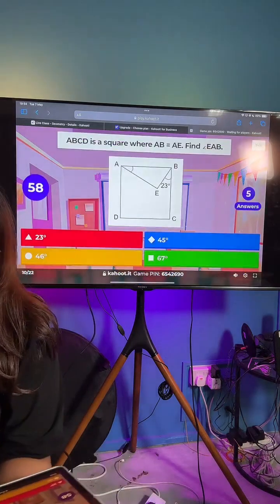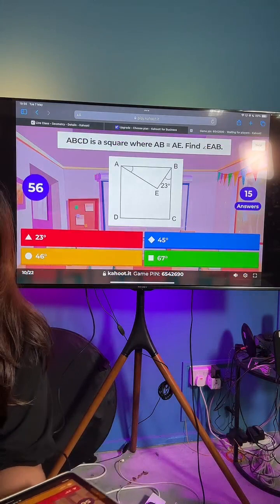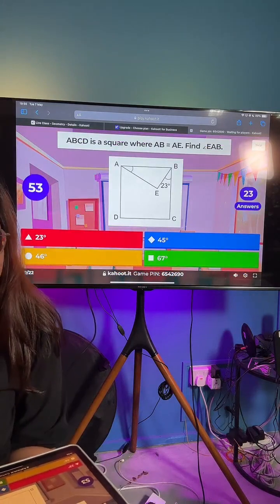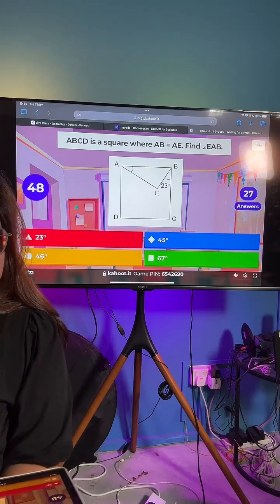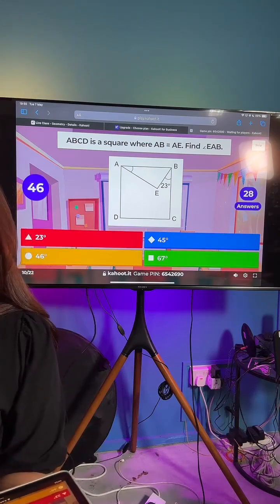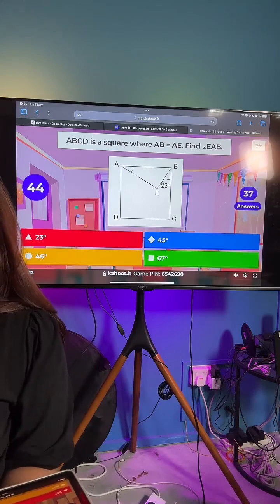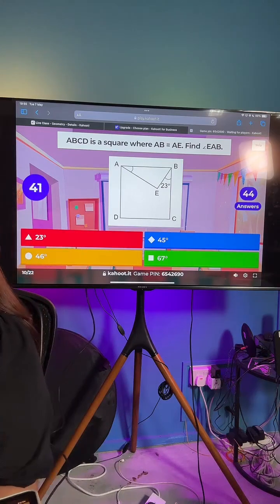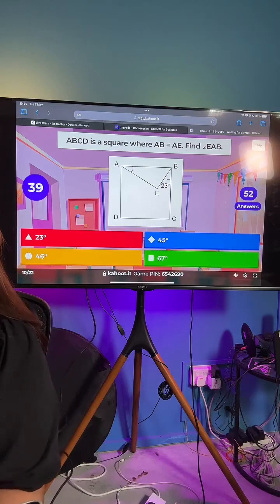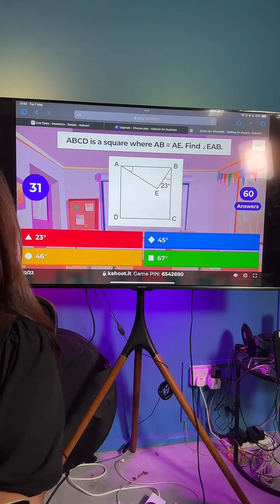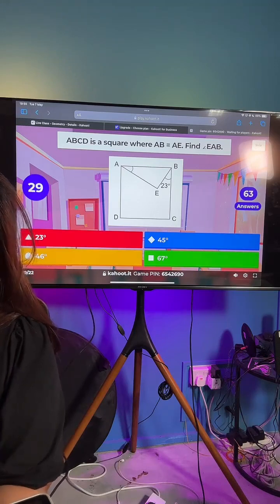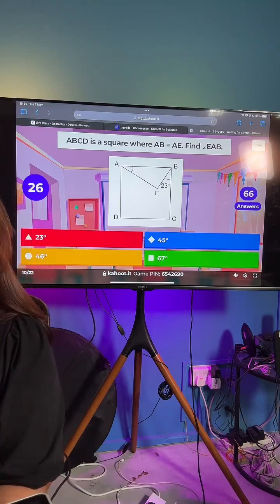All right, next one. We have a square, AB equals AE. We want to find angle EAB. You have 30 more seconds. Arash, you got that right. Nice one.